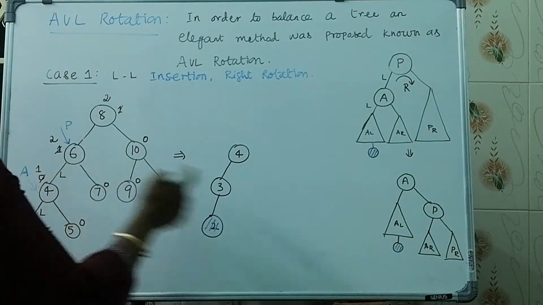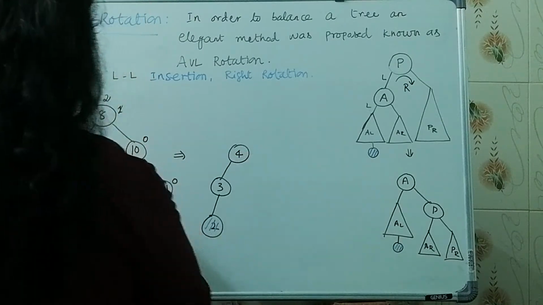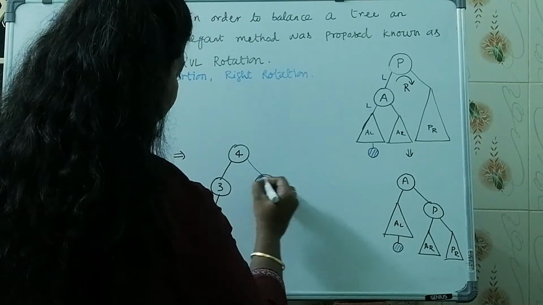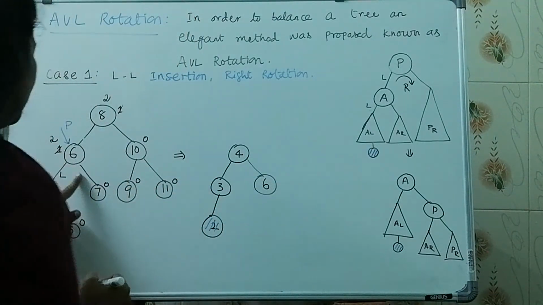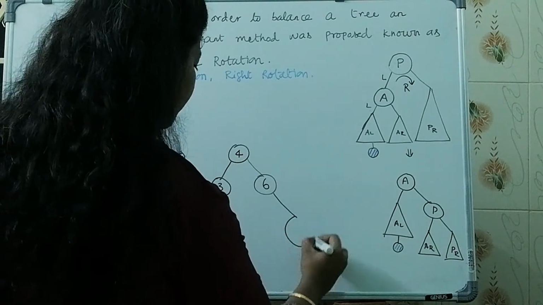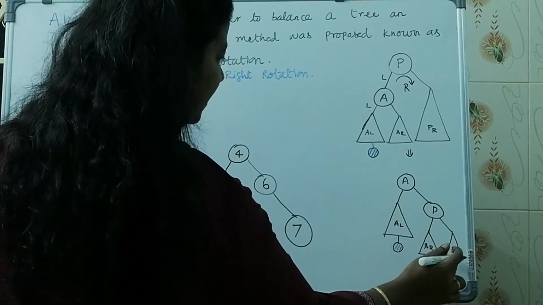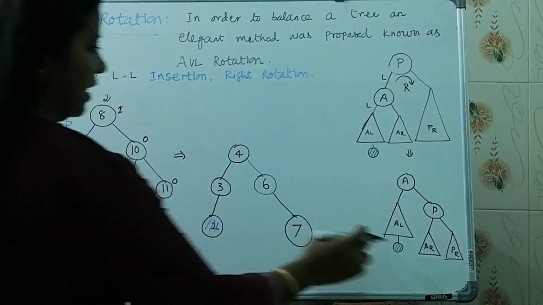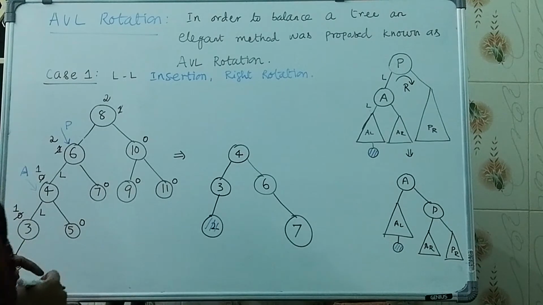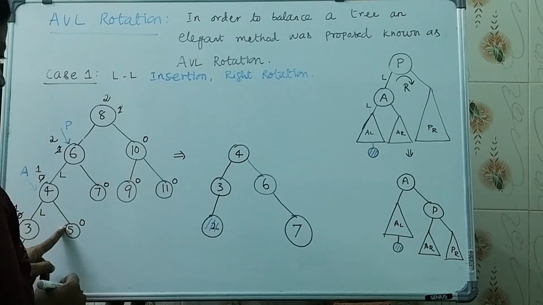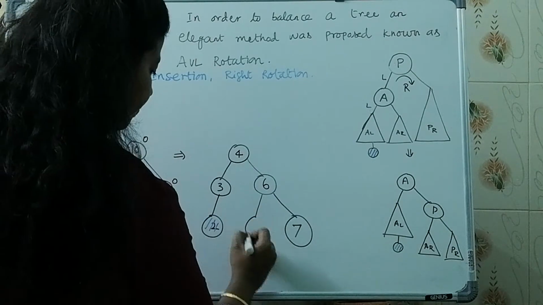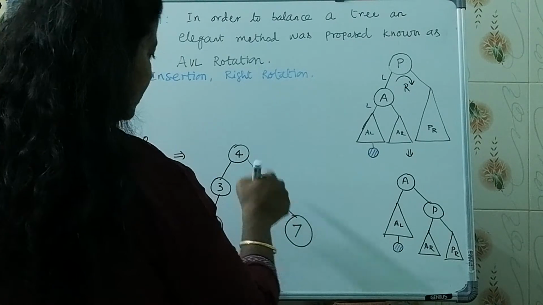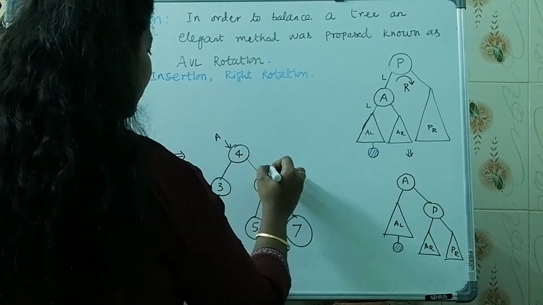Now where does P go? P goes to the right of A. P is 6, so P goes to the right of 4, which is 6, and there is no change in PR, because PR should be larger than P, so it stays in the right position. Now where do we move AR? AR is nothing but node 5 here. That should go to the left of P. So P is now 6. Now you see this matches.